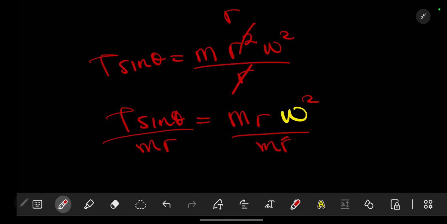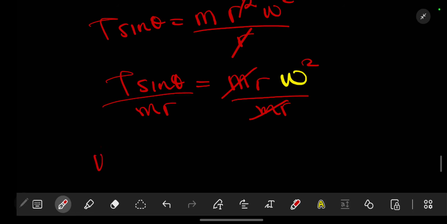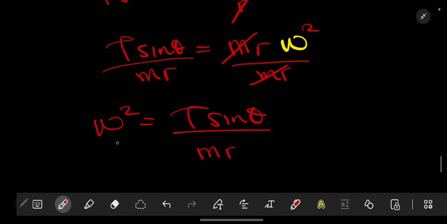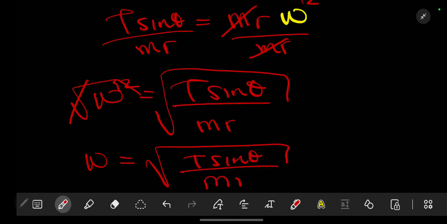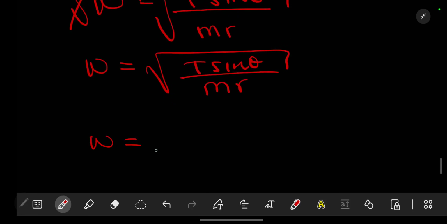So you just have to be playing around with equations. So w squared should be equal to t sine of theta over mr, like that. So we find the square root. This and this cancel. We have w should be equal to the root of t sine of theta over the mr. So our w should be equal to the square root of what is our t.